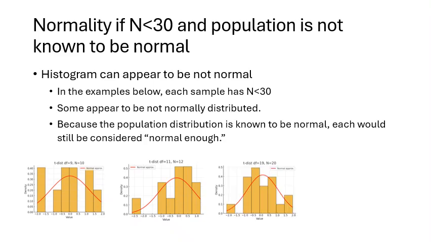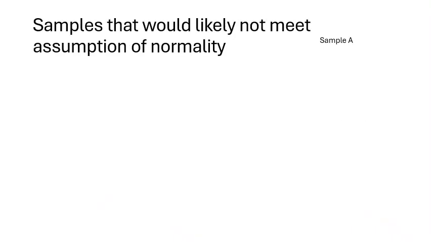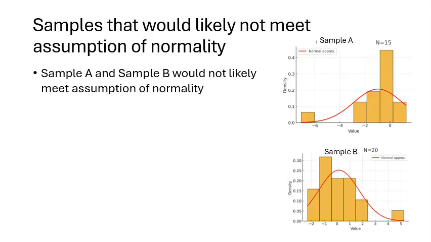And we can see as n gets bigger, we still have samples meeting the criteria for normality. We do have some samples here that would not meet the assumption of normality. And so sample A and sample B on the right are both too far off. First off, they have fewer than 30 individuals. Secondly, we don't know if the population is normal or not. And we can see here that these two examples both fail to meet the normality assumption.